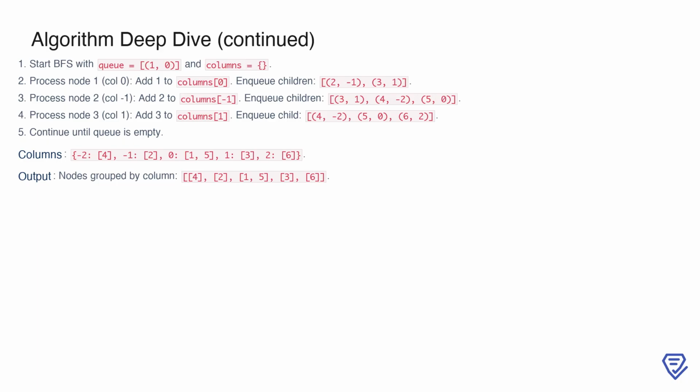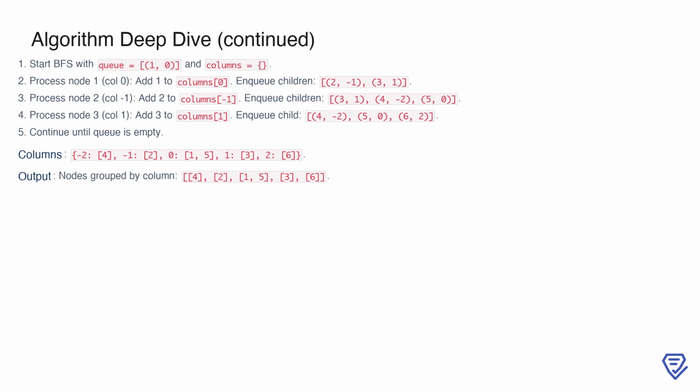We start the BFS with the root node, 1, at column 0. The queue initially contains just this node, and the dictionary is empty. Processing node 1, we add its value to column 0 in the dictionary and enqueue its children, node 2 at column -1 and node 3 at column 1.